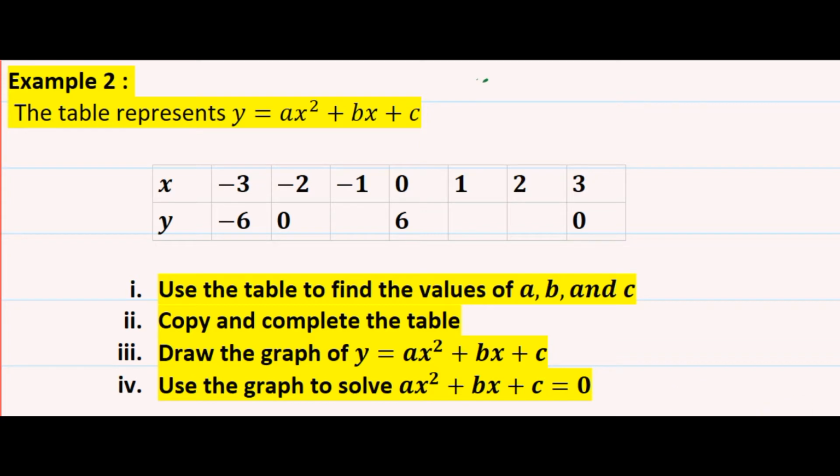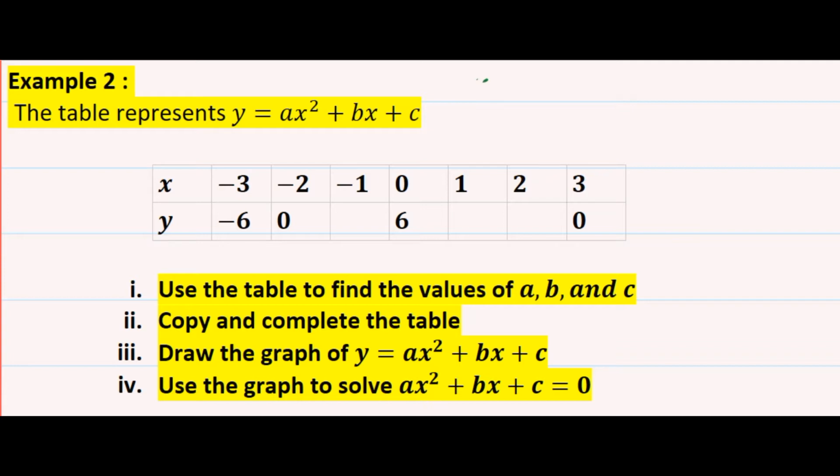After that, we are asked to draw the curve y equals ax squared plus bx plus c, and finally use it to solve the quadratic equation, which is ax squared plus bx plus c equals 0. So the first thing we do here is to find the unknowns, which are a, b, and c. The best way to solve this is to choose 3 points, because we have 3 unknowns, so we need 3 points to form 3 equations that we now use to find the values of a, b, and c.